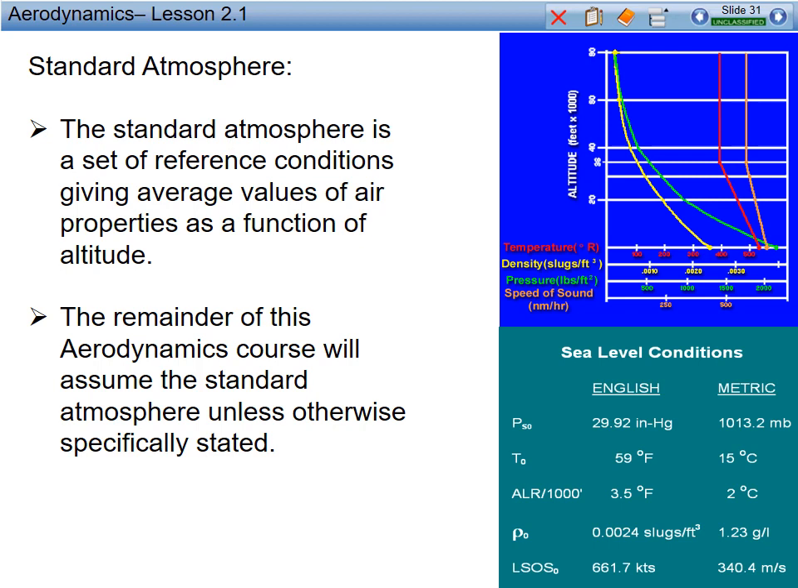The standard atmosphere is a set of reference conditions giving average values of air properties as a function of altitude. For the remainder of this course, we will assume standard atmosphere, unless otherwise stated.